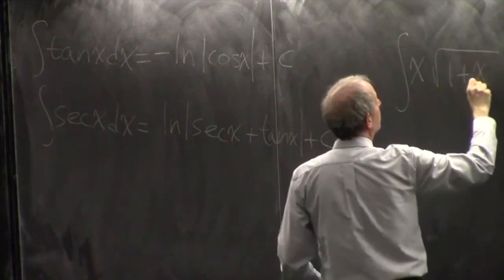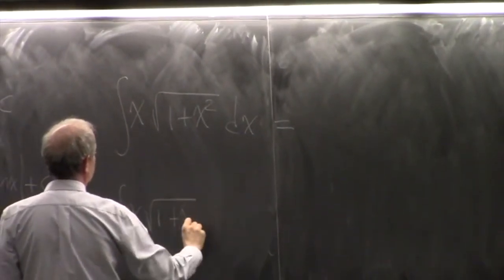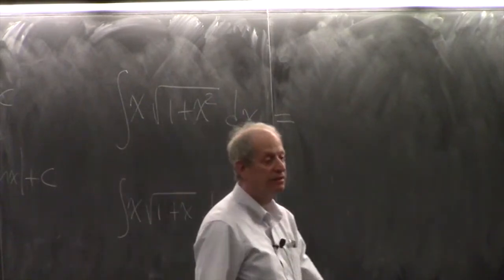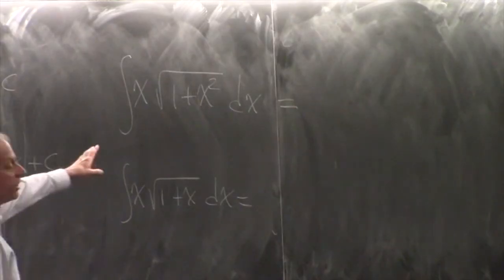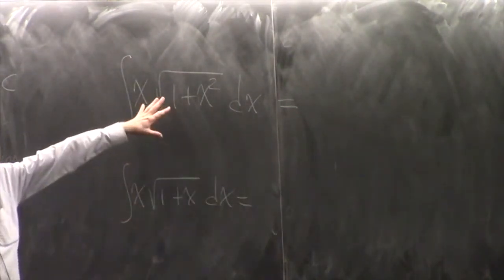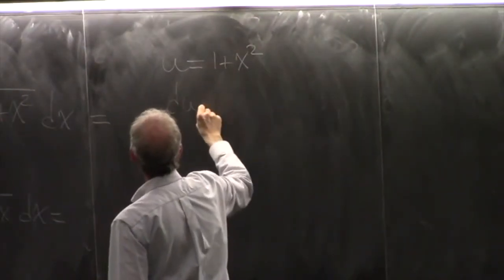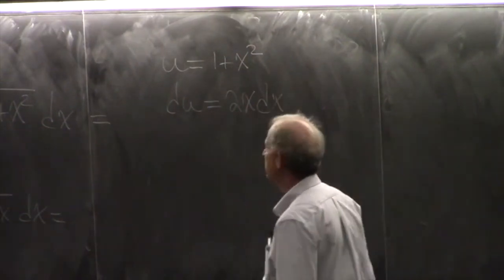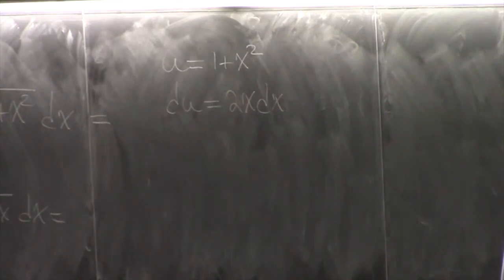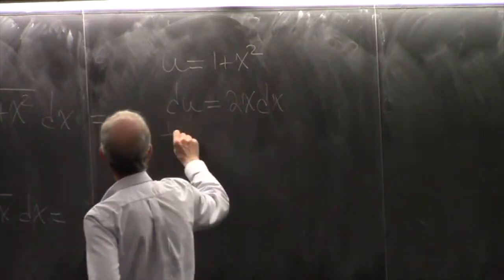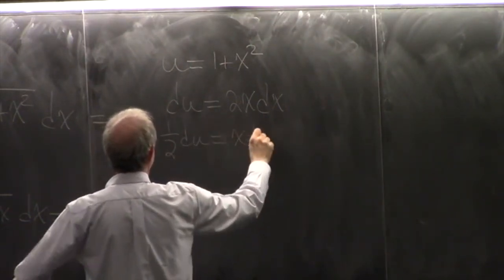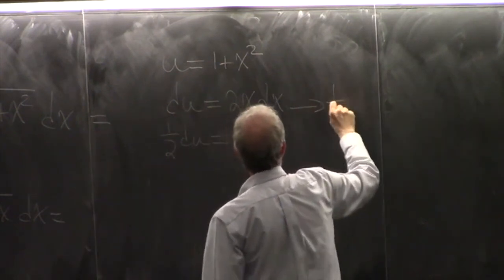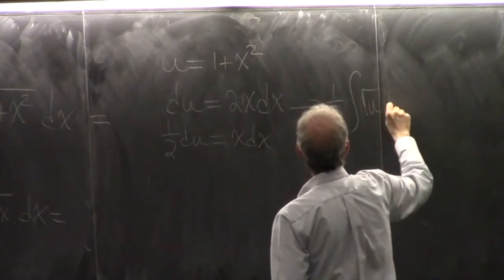Let's give you one slightly messier one. Okay, let's do these two. So the first one, I would do u substitution. Let u equal 1 plus x squared. You guys are getting the hang of this. You remember you had problems before, but now you're comfortable with it. du is 2x dx, which means a half of du equals x dx. So this now becomes 1/2 integral of square root of u du.